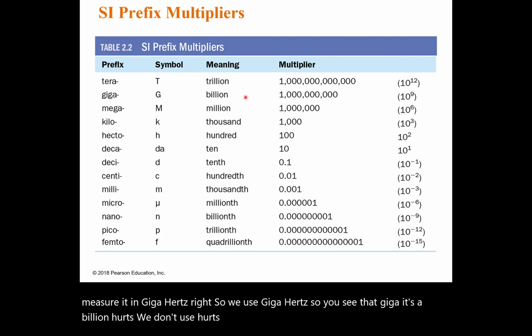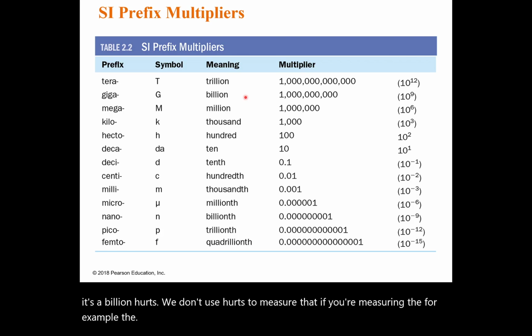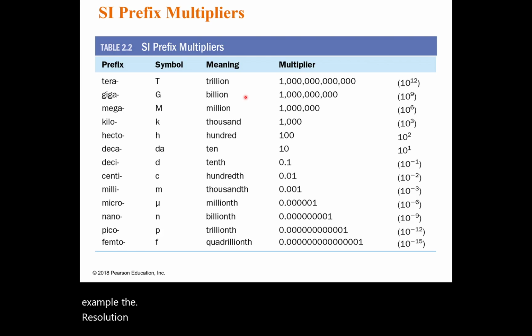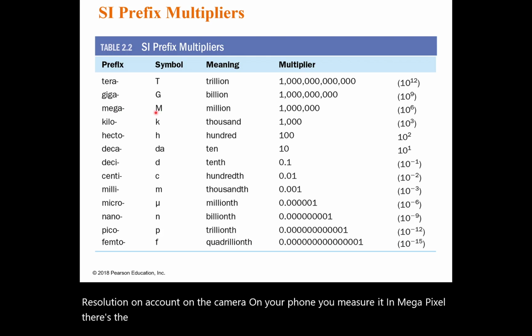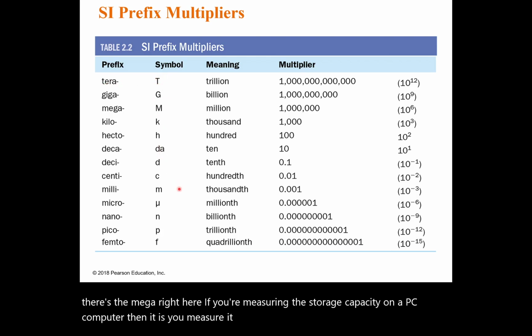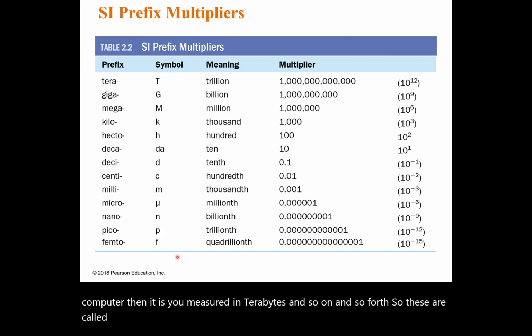If you're measuring, for example, the resolution on the camera on your phone, you measure it in megapixel. There's the mega right here. If you're measuring the storage capacity on a PC computer, then you measure it in terabytes, and so on and so forth. So these are called prefix multipliers.